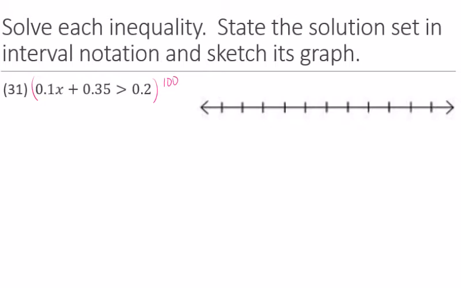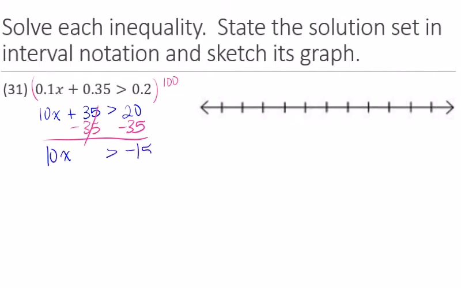So 0.1 times 100 is 10. So we have 10x. 0.35 times 100 is 35. And greater than 0.2 times 100 is 20. All right, so now it's pretty straightforward. Subtract 35 from both sides. So we get 10x greater than negative 15.